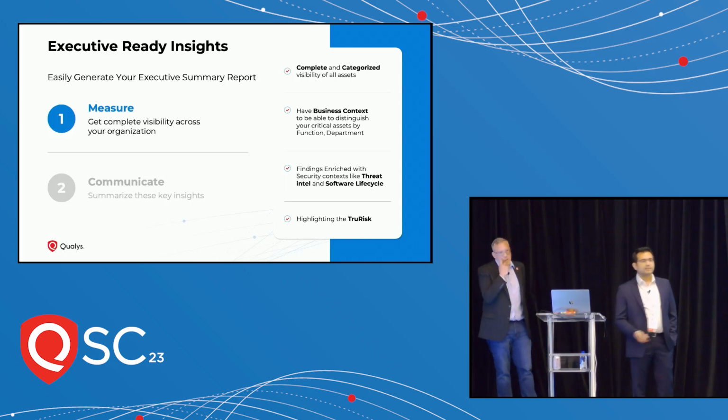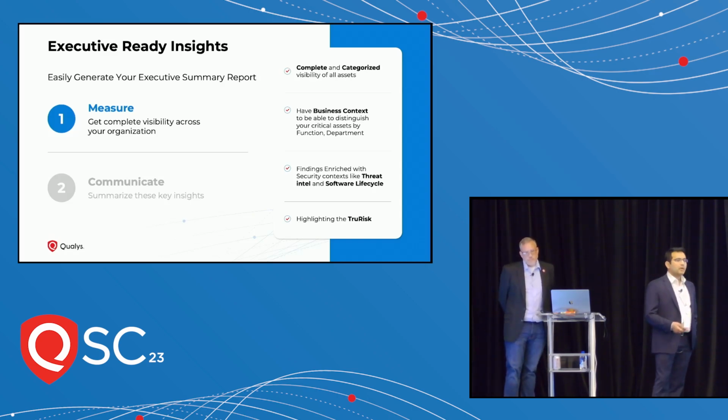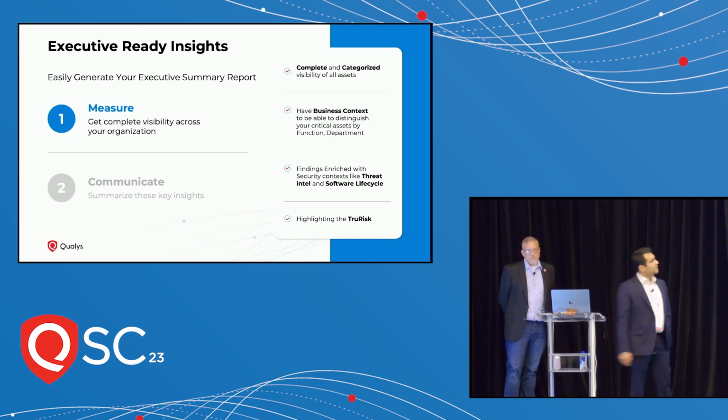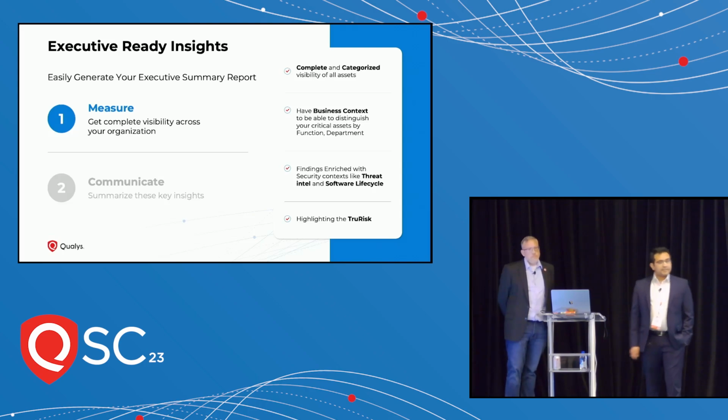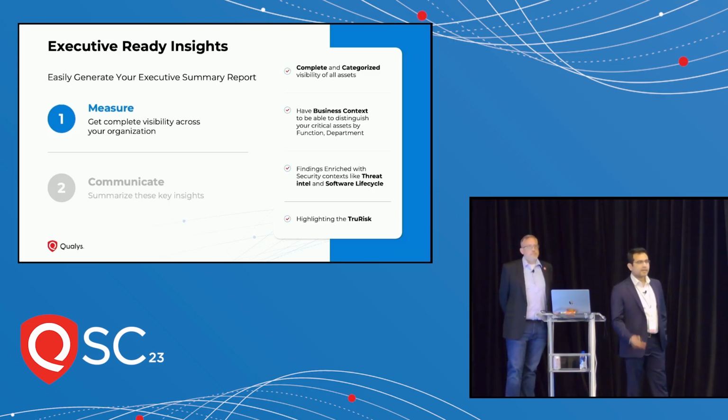So the first part, the measure, and let's talk about some of the key ingredients you would necessarily need to generate these reports and how we can help. The first one is complete and categorized data and the visibility of all your assets, internal as well as external, right? Having that business context enriched on your assets, and CSAM does help you with getting that business context from your CMDBs like ServiceNow, BMC Helix, and we recently launched an Active Directory connector where you can take the organizational unit information and enrich your asset with that context.